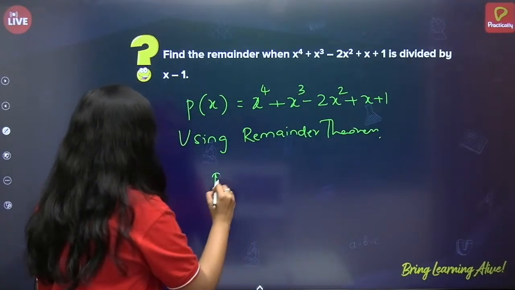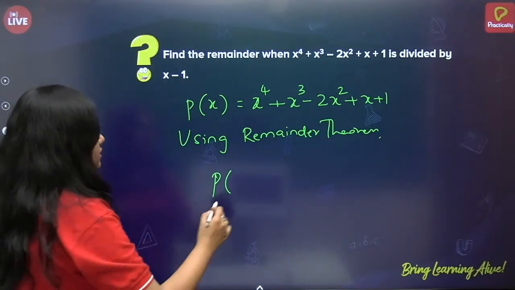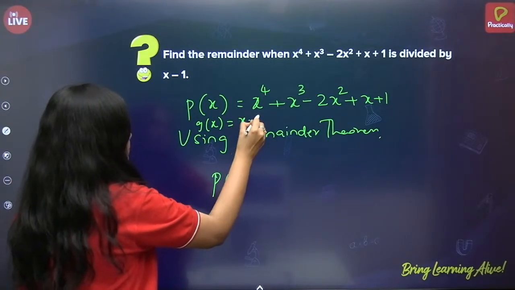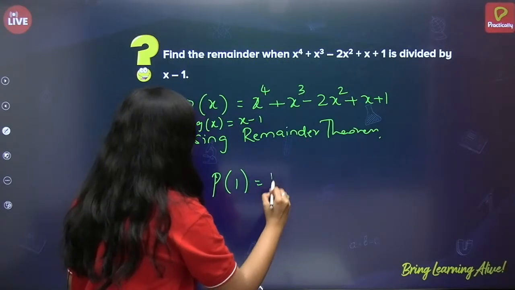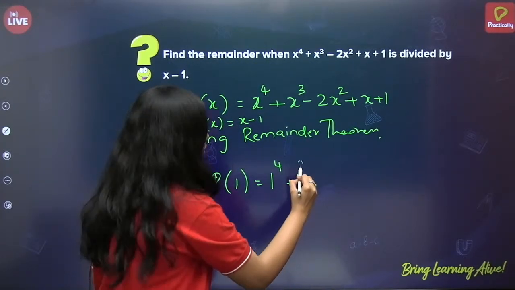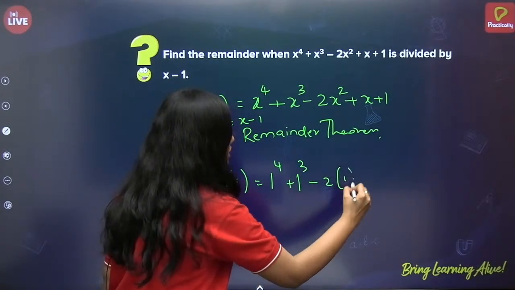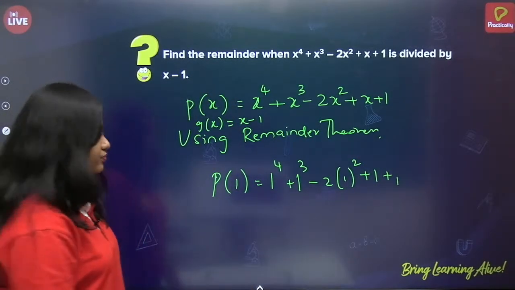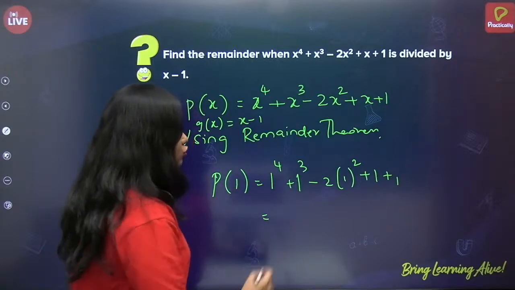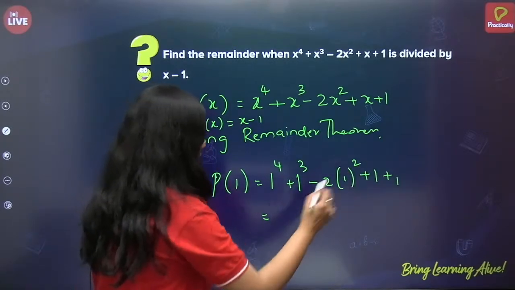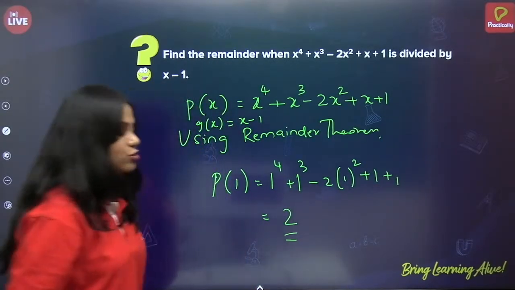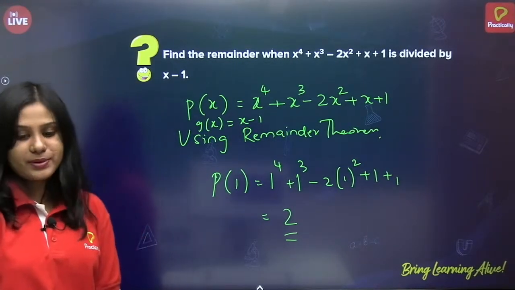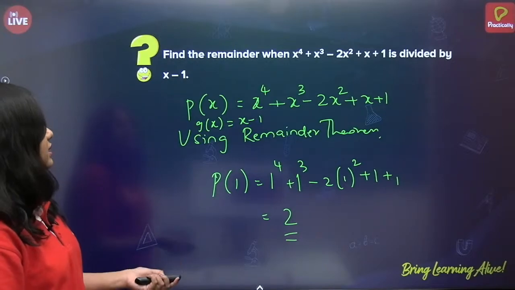So x minus 1 is the divisor. So just write here g of x is equal to x minus 1. So P of 1 is 1 power 4 plus 1 cube minus 2 of 1 square plus 1 plus 1. Alright. 1 plus 1, 2. 2 minus 2, 0. 1 plus 1, 2. So yes, 2 is the remainder. Very good. So we have given the answers. Very good. Keep it up. 2 is the remainder. Next.